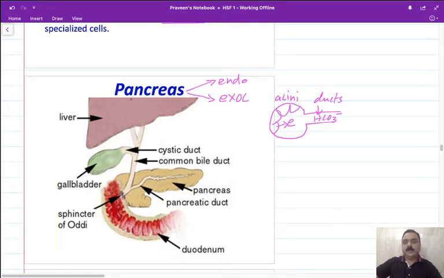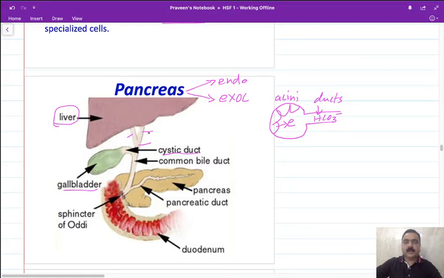In addition to the pancreas, what else comes to the duodenum? From the liver you have the right and the left hepatic duct, and you have the common hepatic duct. The common hepatic duct joins with the cystic duct that comes from the gallbladder. From the gallbladder you have the cystic duct.